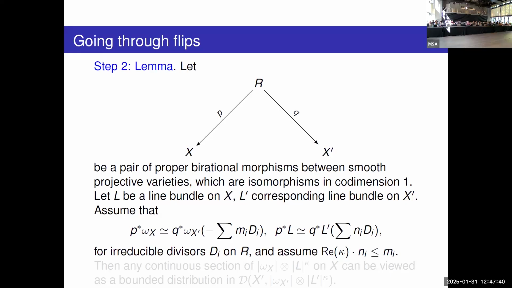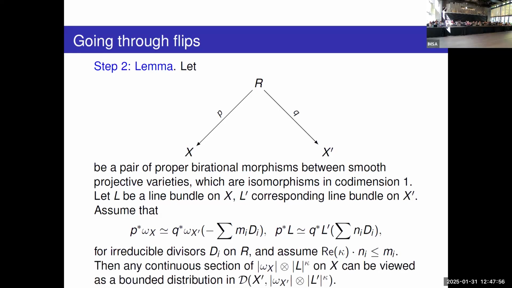And then on the other hand, we also have some multiplicities coming from line bundles, which are pullbacks of omega from the stack of bundles. And the claim is that if a certain inequality for kappa is satisfied, then any continuous section on X will automatically give you a bounded distribution on X prime.